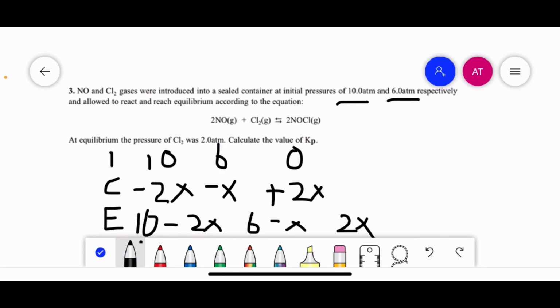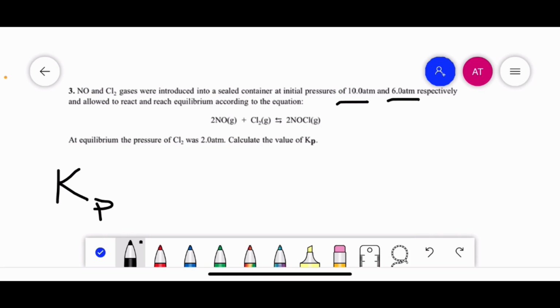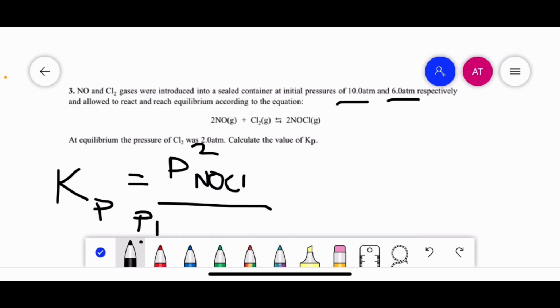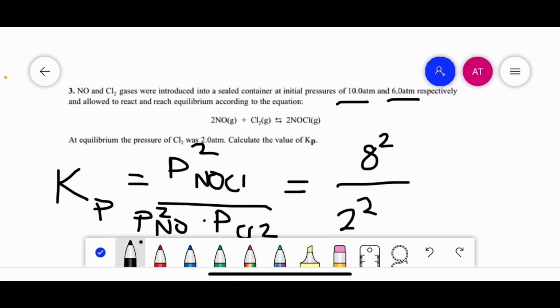We are given that the partial pressure of Cl2 at equilibrium was 2 atmospheres. It means that 6 minus x, which is the partial pressure at equilibrium, is equal to 2, meaning that x is equal to 4. Kp is equal to the partial pressure of NOCl squared over the partial pressure of NO squared times the partial pressure of Cl2. We get that to be 8 squared over 2 squared times 2, which is equal to 8.